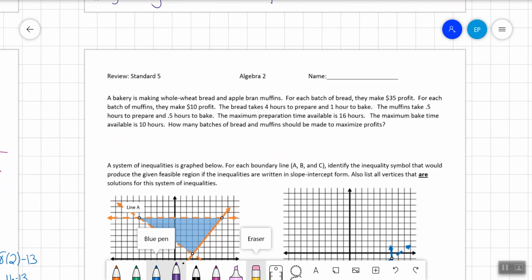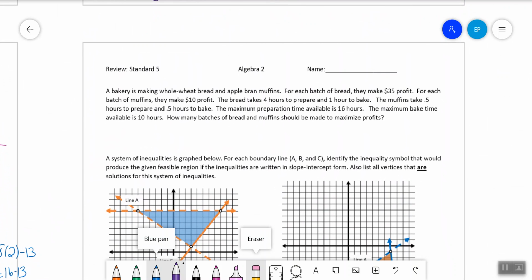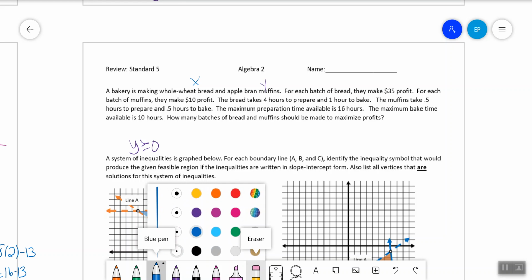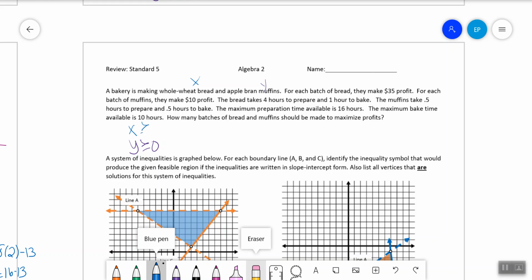Alright, last one here. Bakery is making whole wheat bread and bran apples. So I'm going to let my bread be X. I'm going to let my bran apples be Y. First two equations, Y is greater than or equal to 0, and X is going to be greater than or equal to 0. But if not, then they're okay. If they get changed, then they'll get changed.